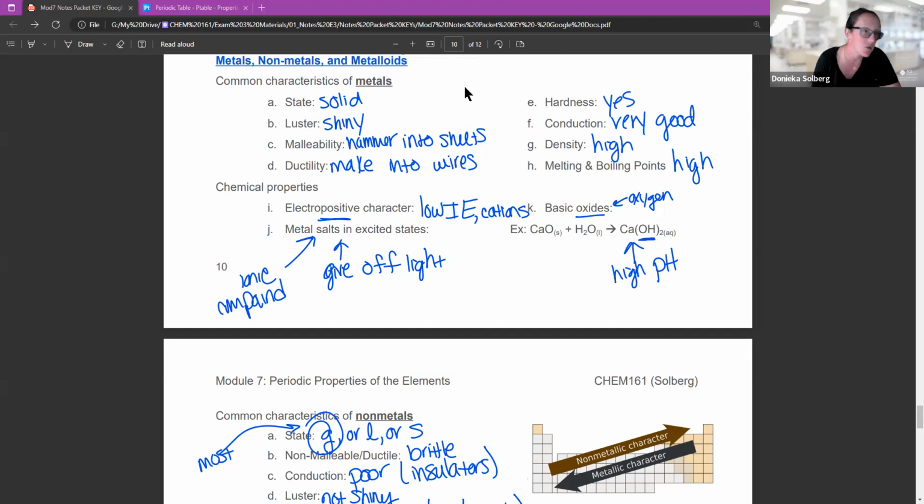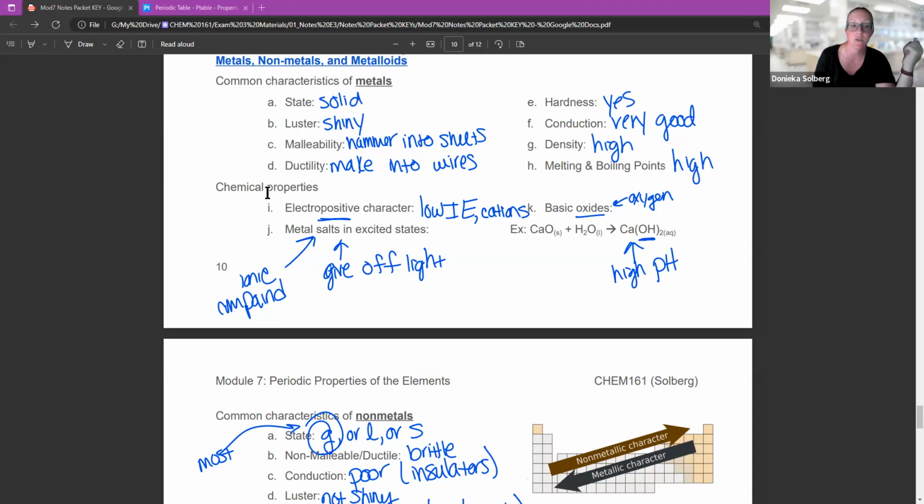They are generally solid. Almost all of them are solid at room temperature. They're shiny. They are malleable. You can hammer them into sheets. They are ductile, which means you can make them into wires. We usually kind of put malleability and ductility together. They are hard. They are very good conductors of electricity. That's why we use copper for wiring. They have a high density and they have high melting and boiling points. So these are all metallic characteristics. Okay. So something has a high metallic character, it falls under all of these categories.